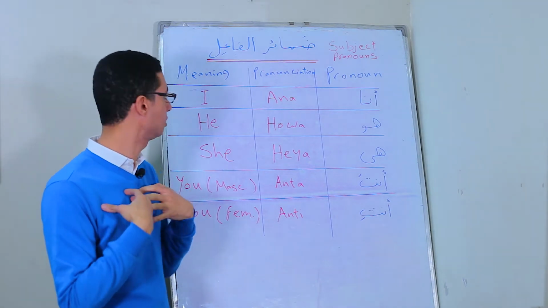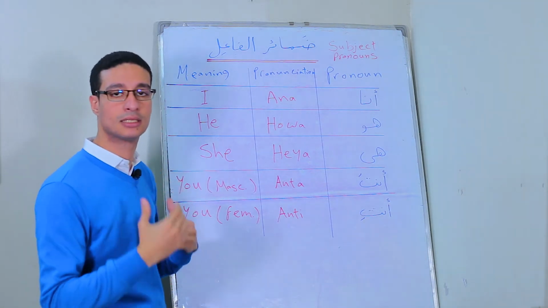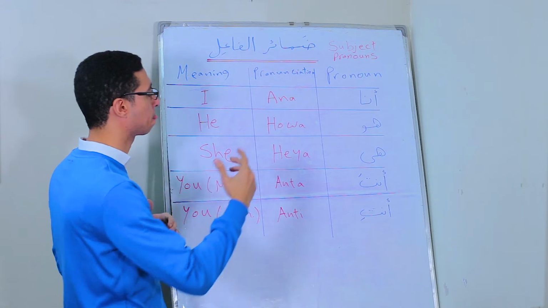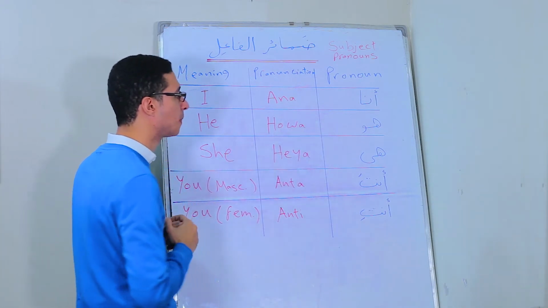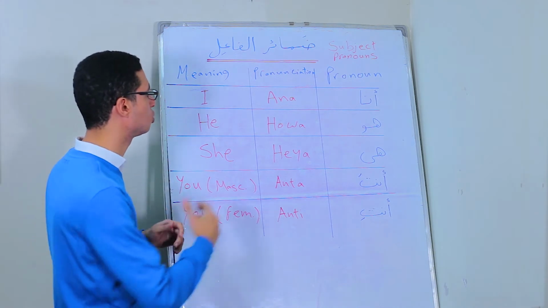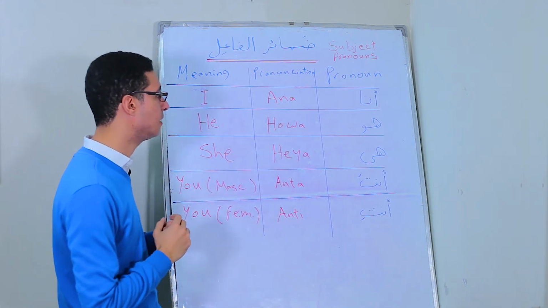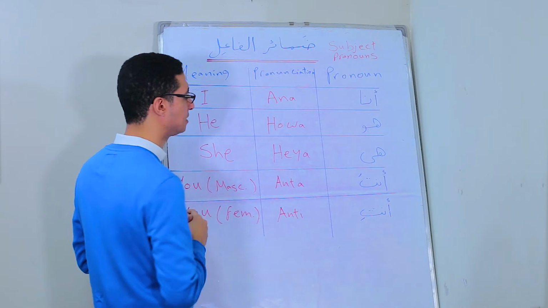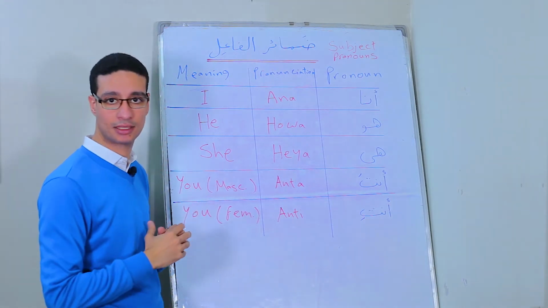Ana means I. Ana, okay. And the second one is he, which is huwa, okay, he. And the third one is she, hiya.